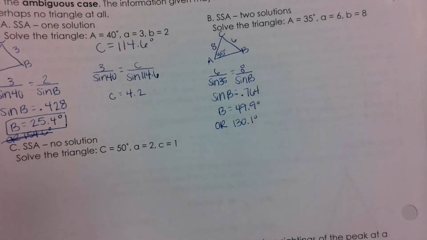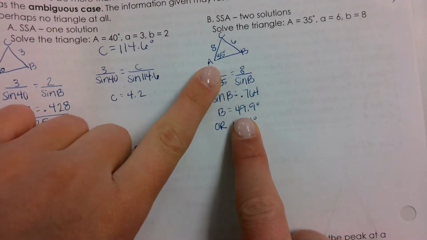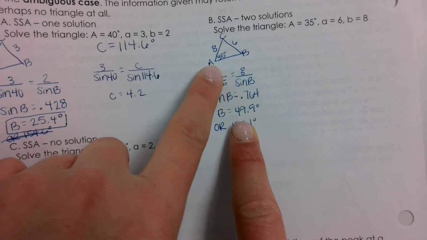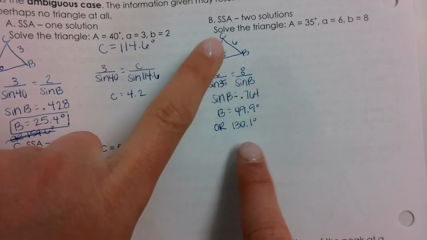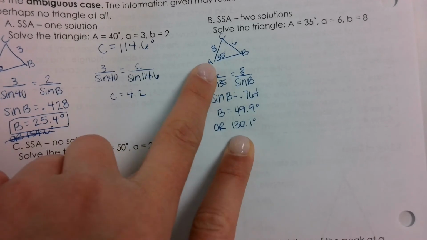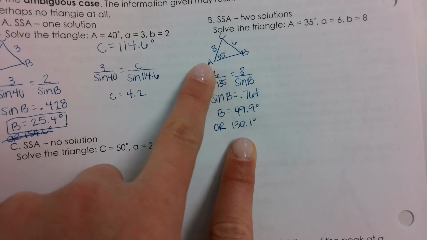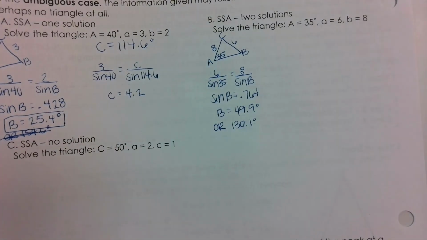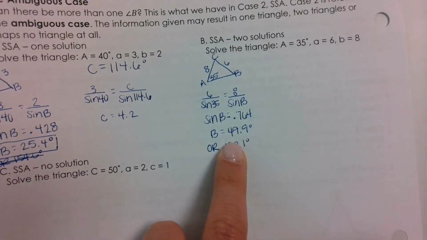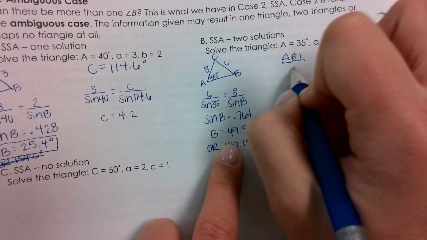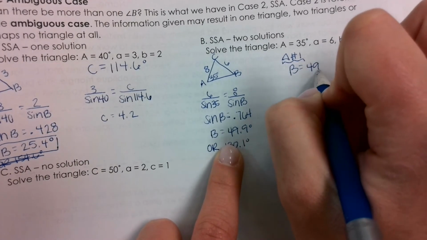So let's plug back in and see if these could work for us. If we add A plus B, 35 plus 49.9, that's not going to go over 180, so that could make a triangle for us. Then what if we have 35 plus 130? If we add those two together, is that going to be more than 180? No, so we could have a second triangle with that angle measure as well. So we're going to have 2 triangles that we're solving for on this one. We'll do our first triangle with the smaller angle. So I'm just going to say triangle number 1, and we're going to say that B equals 49.9 here.